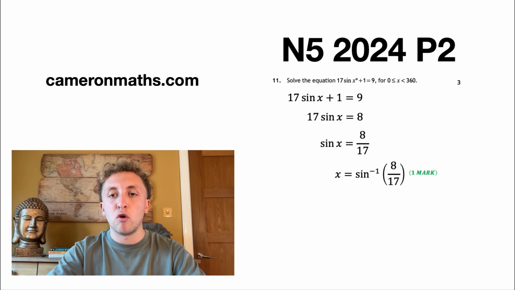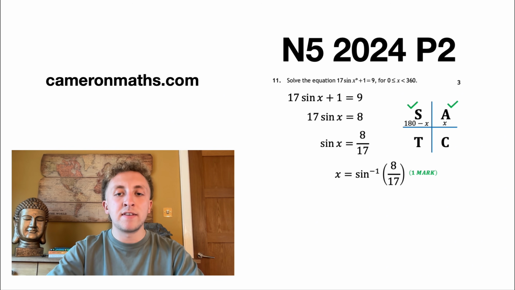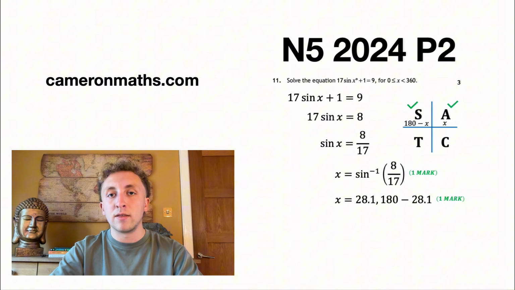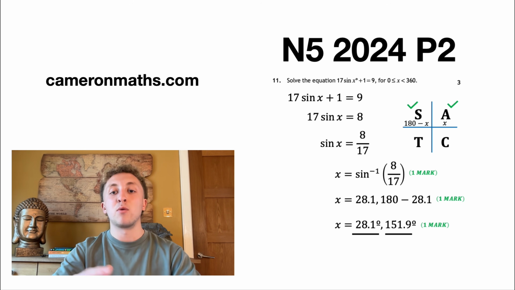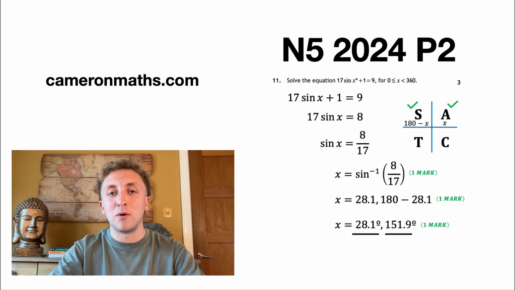And at this point, let's draw a CAST diagram. 8 over 17 is positive and we're doing sine, so we're going to tick A and S. In the calculator, the inverse sine of 8 over 17 comes to 28.1, so our two answers are 28.1 and 180 minus 28.1, which comes to 28.1 and 151.9.